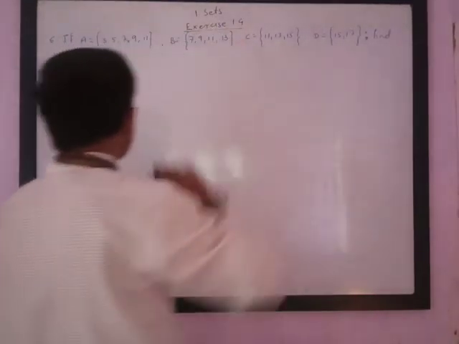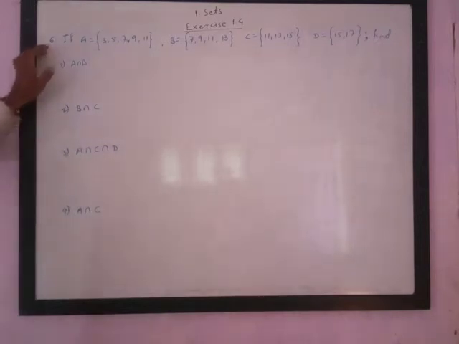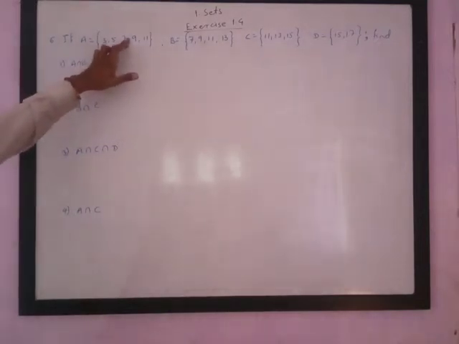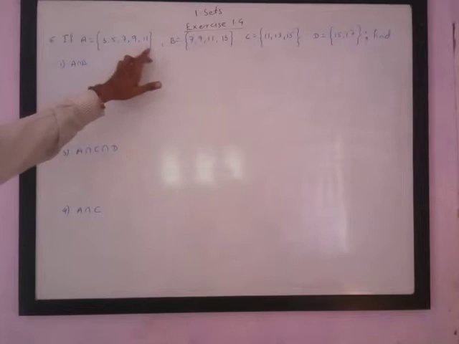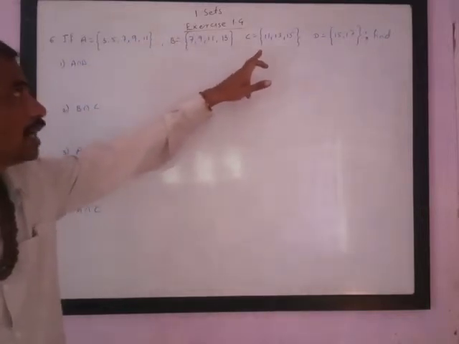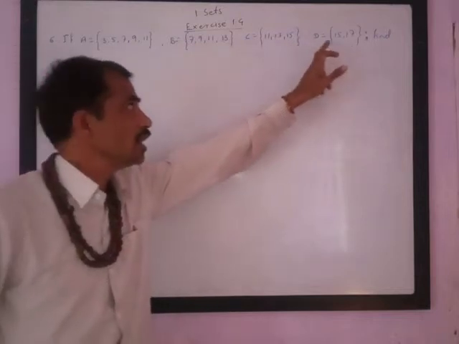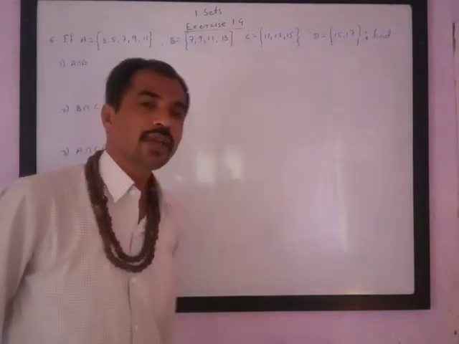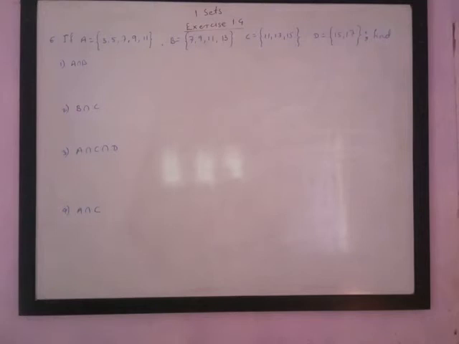Dear students, in exercise 1.4 of the first chapter, sets, we are having the sixth question. If A is equal to the set of 3, 5, 7, 9, 11, B is the set of 7, 9, 11, 13, C is the set of 11, 13, 15, D is the set of 15, 17, then find. We are asked to find, first, A intersection B.